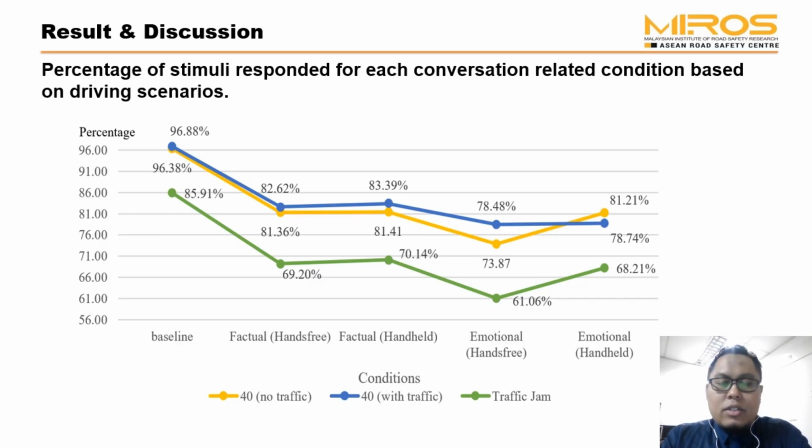So marginally 0.5% lower in the 40 km per hour situation without traffic, and slightly lower in the traffic jam scenario. So the percentage of stimuli responded to was lower than the baseline in the other four conversation-related conditions. The graph suggests that in each traffic situation, participants responded to the fewest stimuli during the emotional conversations without holding the phones, followed by the emotional conversation while holding the phones. Participants responded relatively equally frequently in the other conditions involving the factual conversation.